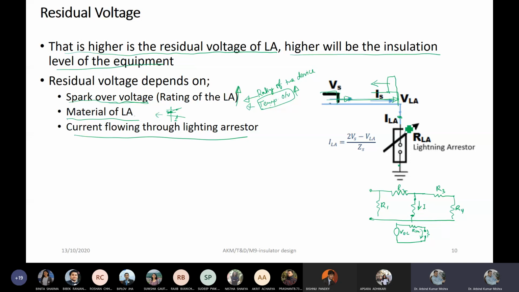So what does it mean? If this point, instead of the lightning arrestor, is open circuited, the voltage at this point would have been twice the voltage reaching this point. So that is in fact itself the open circuit voltage. So this is 2 Vs. This is the Thevenin's equivalent voltage.